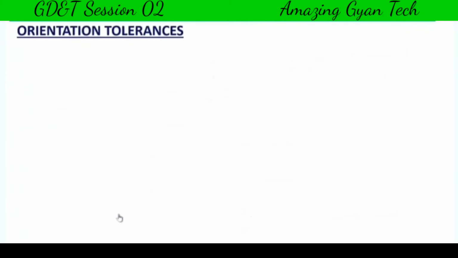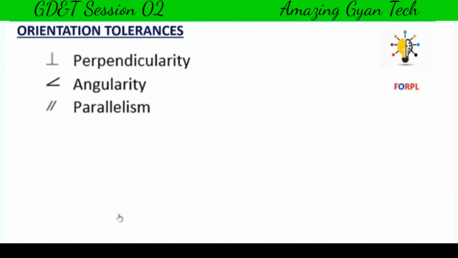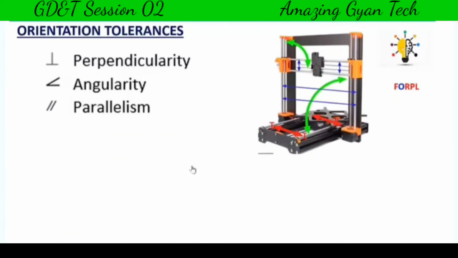Next one, orientation tolerances. In orientation tolerances, we have three categories. They are perpendicularity, angularity, and parallelism. So these three geometric characteristics or symbols constitute the orientation tolerances. Perpendicularity defines the perpendicularity of one feature to another: with respect to one feature, how the other feature should be perpendicular.